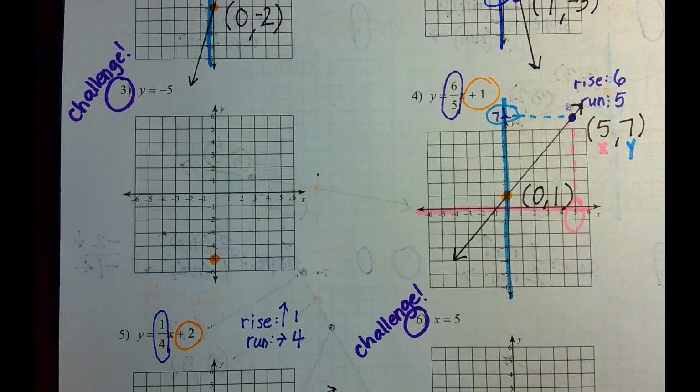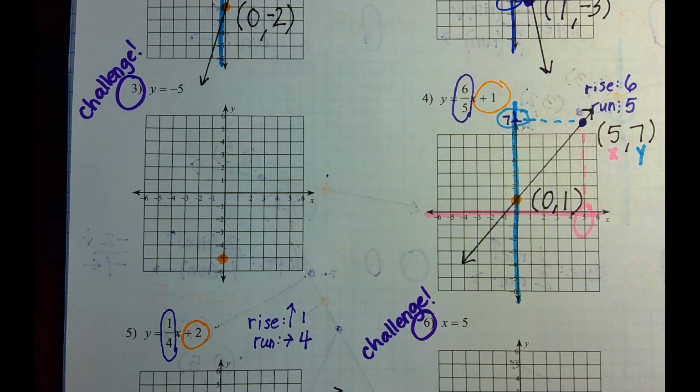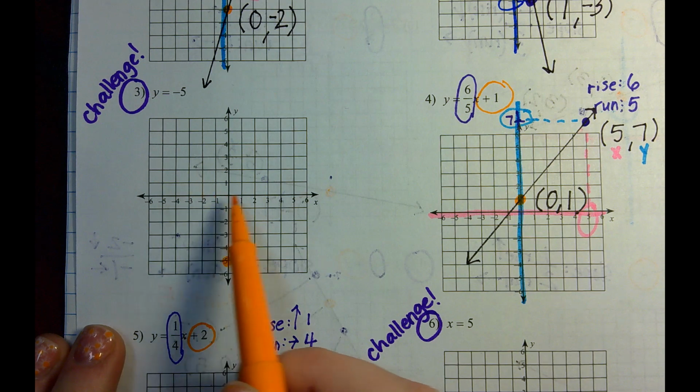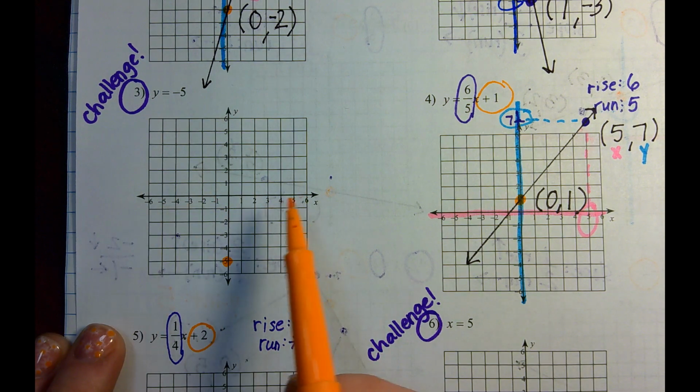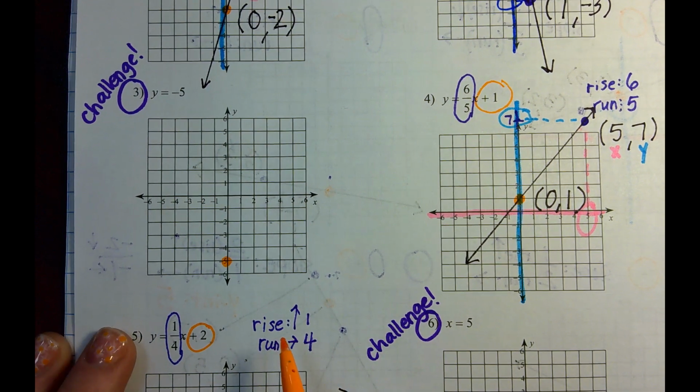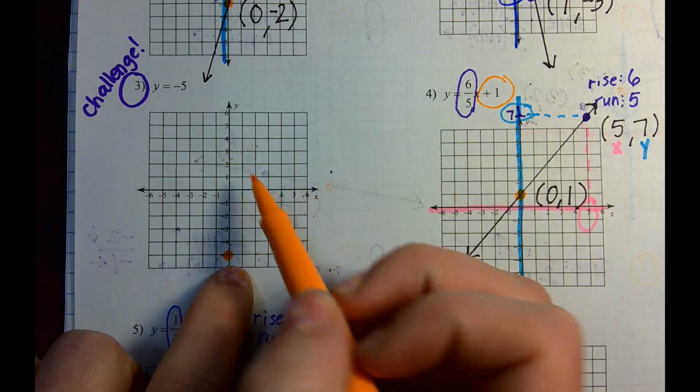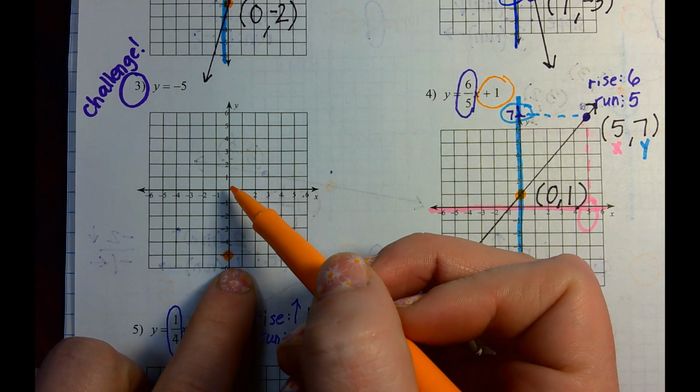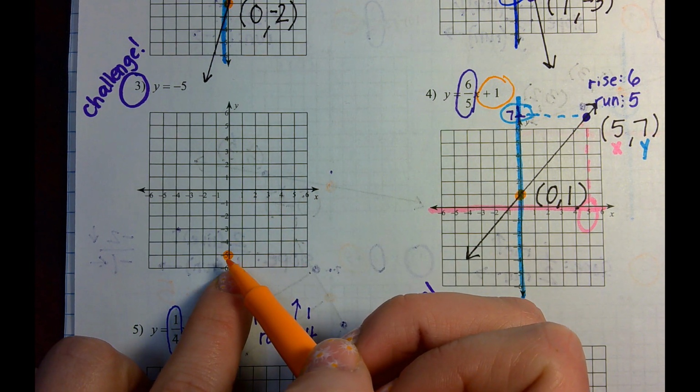And if you notice, that's all they tell us. Y is -5. So what this means is that no matter where I am on the x-axis, y is always -5. So when x equals 0, right here, y is -5.